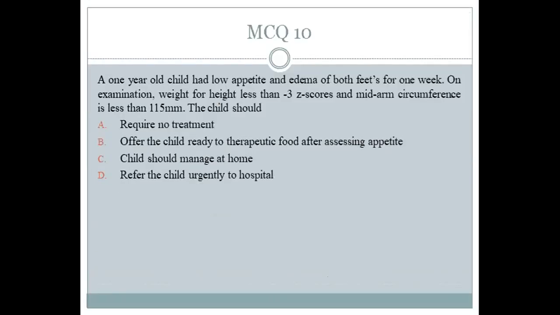Dysentery. A 1-year-old child has low appetite and edema of both feet for 1 week. On examination, weight for height less than -3 Z-score and mid-upper arm circumference less than 115. The child should be referred to hospital, require no treatment, or offer the child ready-to-use therapeutic food.